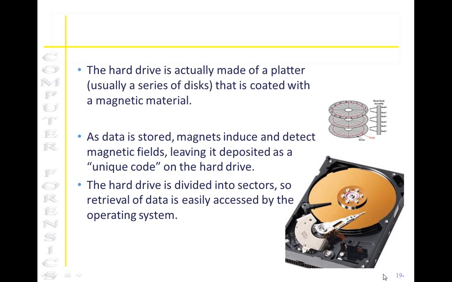A hard drive is actually made of a platter that is coated with a magnetic material. The data is stored as magnets induce and detect magnetic fields, leaving deposits as a unique code on that hard drive. The hard drive is divided into various sectors so that retrieving data can be easily done by that operating system.